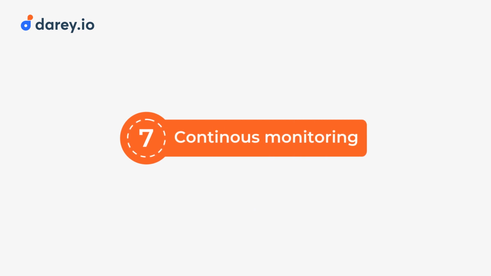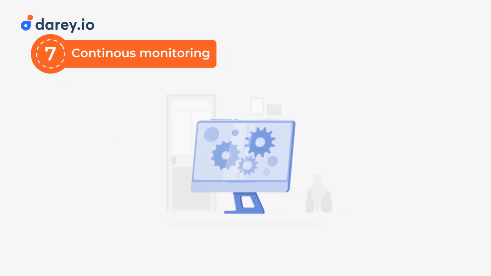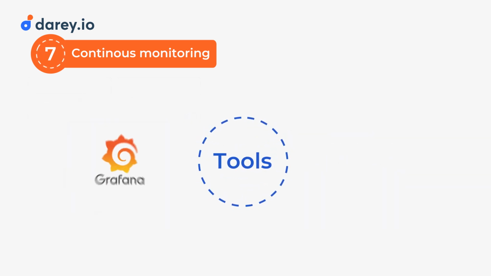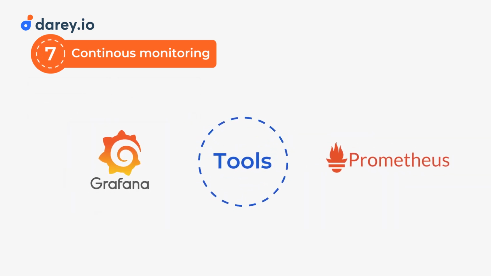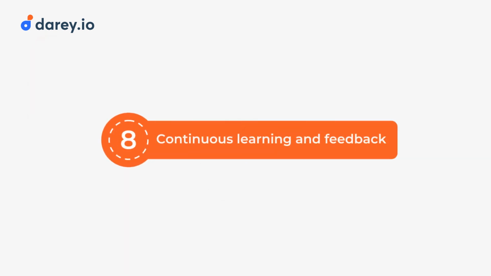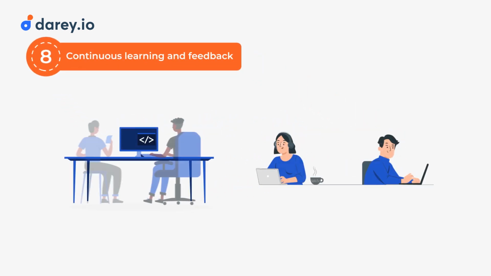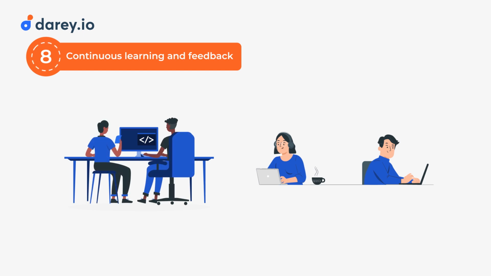Continuous monitoring. Teams may more rapidly detect and address problems and enhance the overall quality of their software by closely monitoring and measuring the performance and usage of their systems. Tools like Grafana and Prometheus are great examples. Continuous learning and feedback. The DevOps process is iterative and ongoing. Teams should continually be making changes to how they work and learning from their past mistakes.